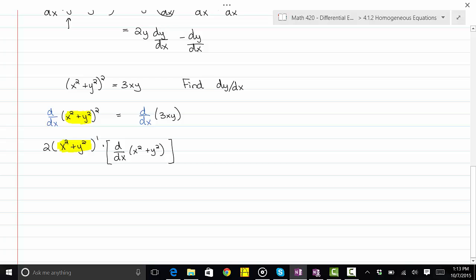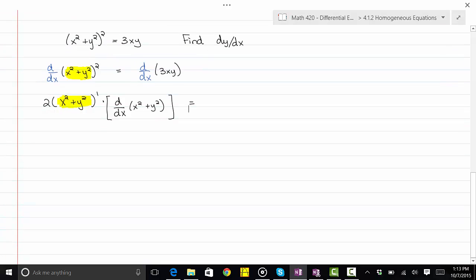We'll get to that in a moment. Actually, maybe we should finish this out. Okay, the left-hand side, let's go ahead and finish it out. We have 2 times the quantity x squared plus y squared, all to the first power there. And we're multiplying it by a statement here.